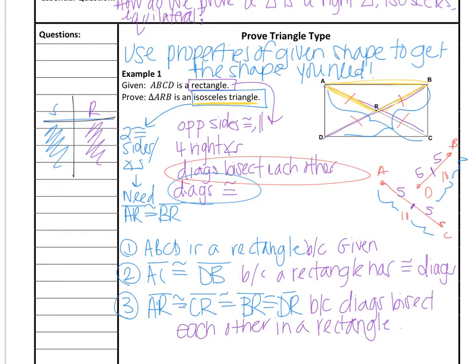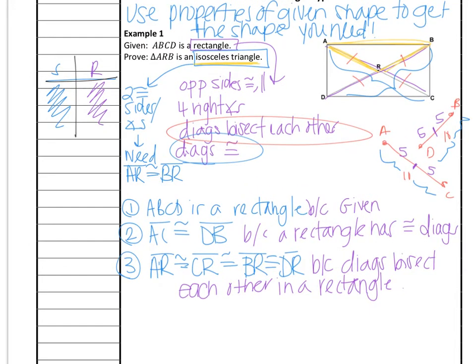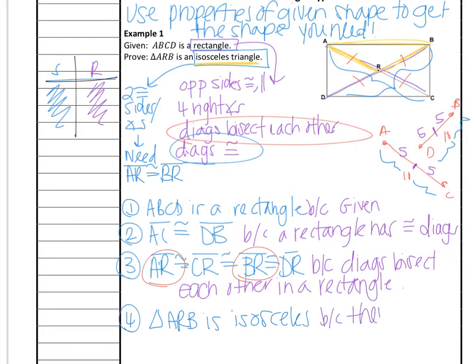So if I look at my diagram, it looks as though I have AR congruent to BR, making this yellow triangle ARB an isosceles triangle, because there are 2 congruent sides. So if I just look back at my proof, it says that AR is congruent to BR. So step 4, I think I'm ready to prove. Triangle ARB is isosceles because there are 2 congruent sides.